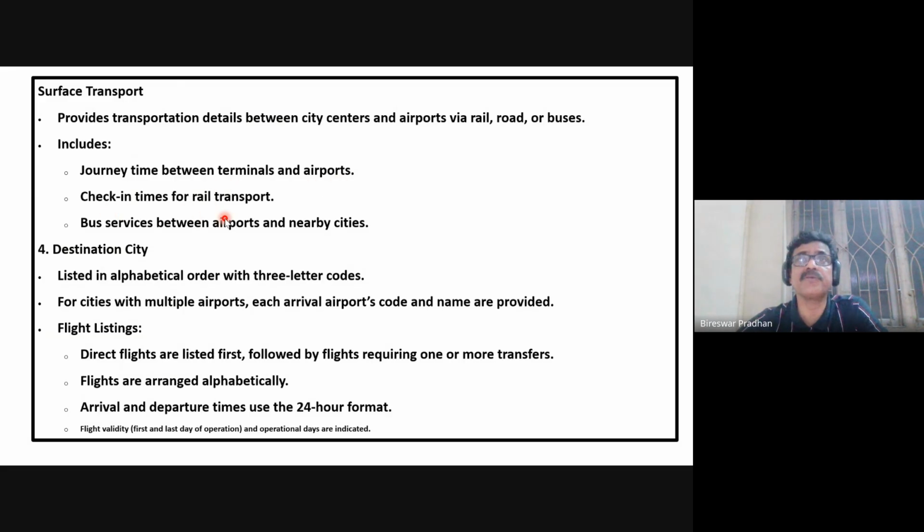Check-in time for rail transport. Bus services between the airport and nearby cities. Destination cities are listed alphabetically, ordered with 3-letter codes. For cities with multiple airports, each arrival airport code and name is provided. In the flight listing, direct flights are listed first, followed by flights requiring one or more transfers, and flights are arranged alphabetically.